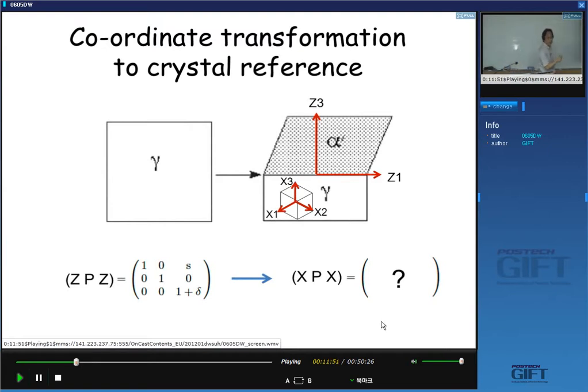The expression of the invariant plane strain based on the previous basis, G1, G2, G3, gives us a very simplified form of the deformation matrix. But in many cases, we want to know the deformation matrix based on the crystallographic basis, which means that the basis is based on the unit cell. So we have to convert this simplified form based on the G basis into a somewhat complicated form based on the crystallographic basis.